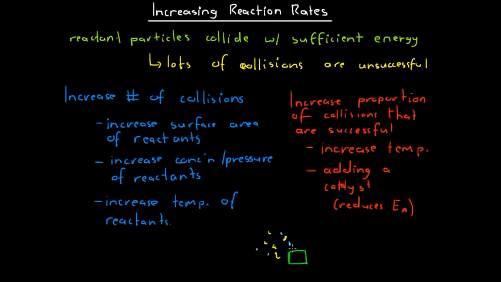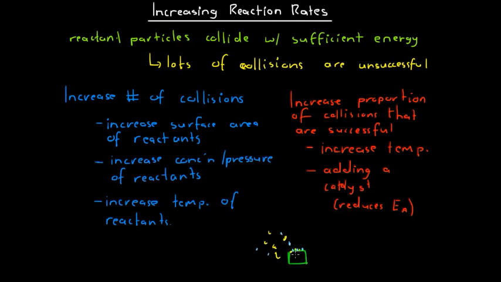That means they just stick to the outside like this. And when they stick to the outside, because of this attraction for the outside of our catalyst, the bonds in these reactant particles are slightly distorted, they're slightly weakened. And what that means is it takes less energy to then break the bonds which are already weakened.